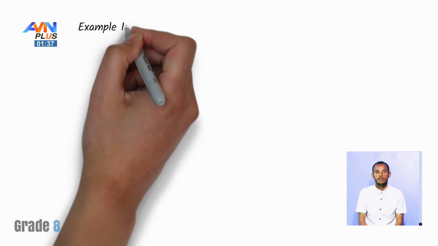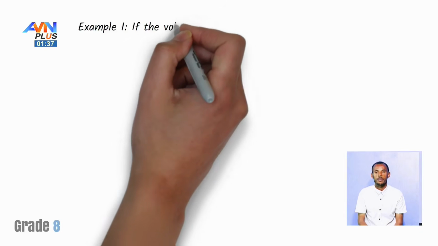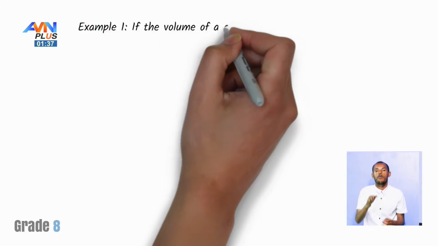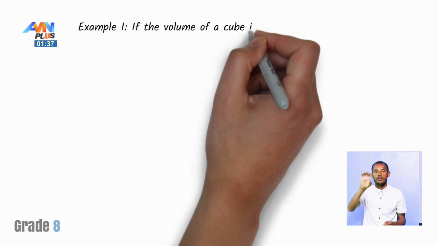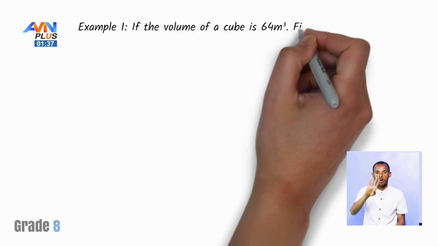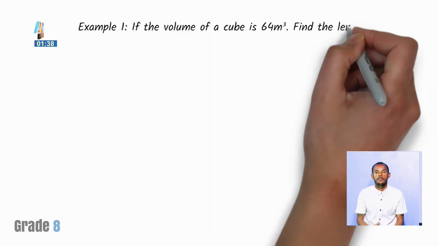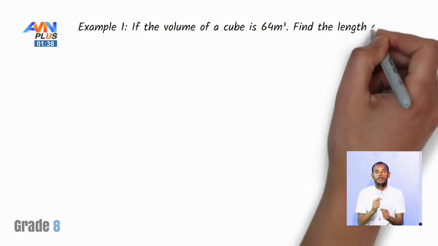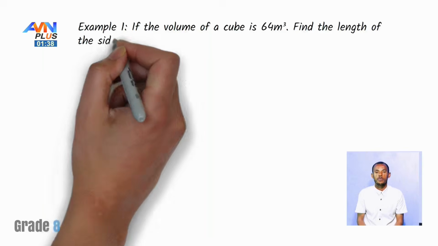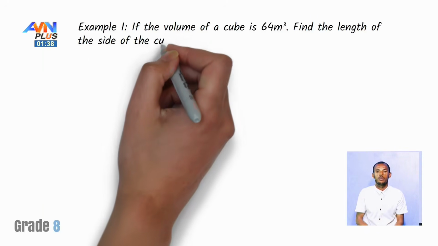If the volume of a cube is 64 meter cube, find the length of the side of the cube.